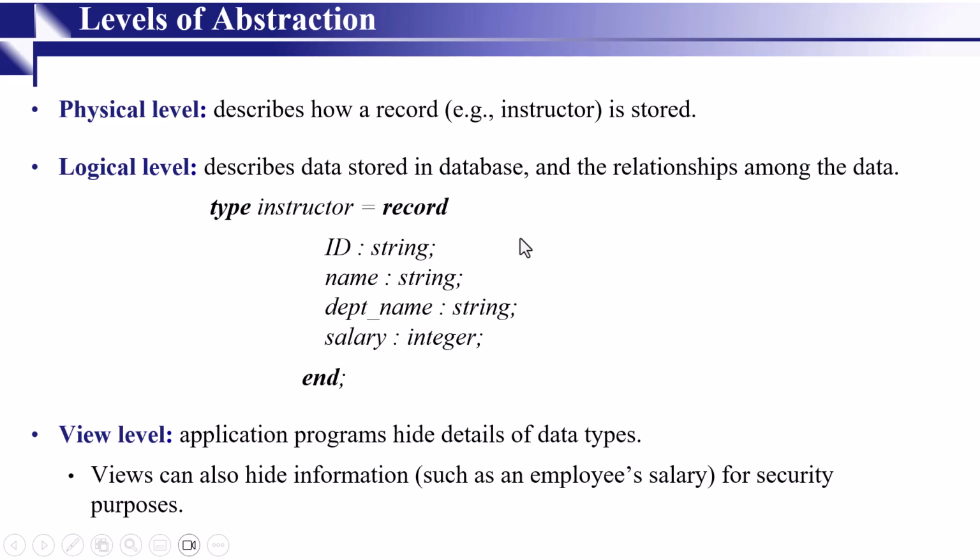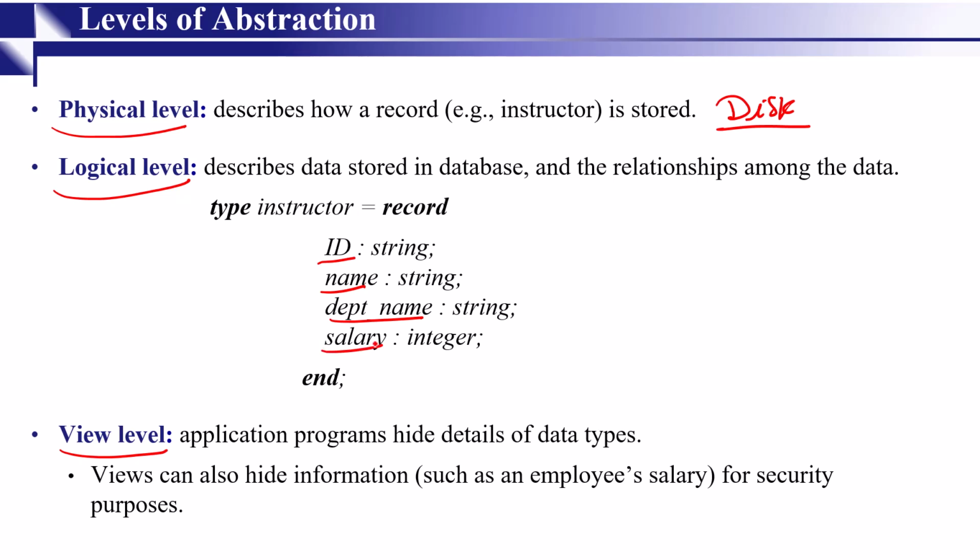Let's go back to our databases. A DBMS uses three levels of abstraction: physical level, logical level, and view level. The physical level deals with how data is stored, like disks. For example, physically, we store our data on disks, right? The logical level, on the other side, describes the data and its relationships, for example, an instructor record with fields like ID, name, department name, and salary. This is the logical view of a relation, of a table for a teacher. This is how we present a table for a teacher.